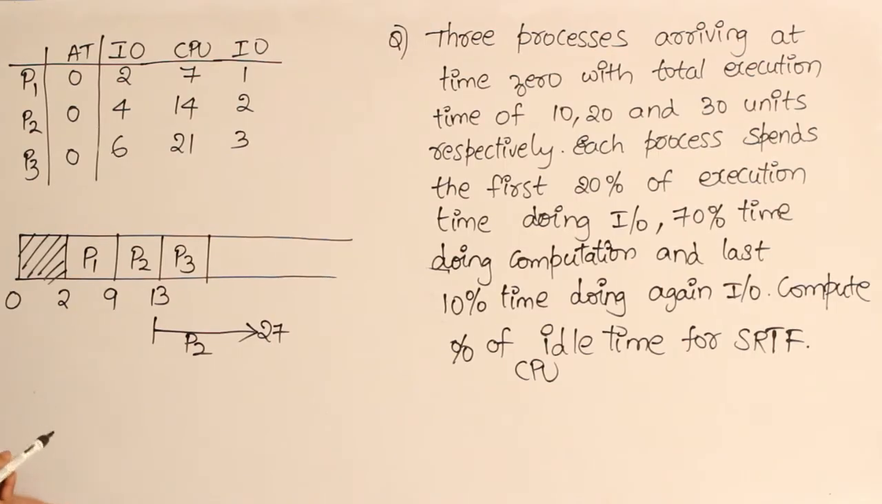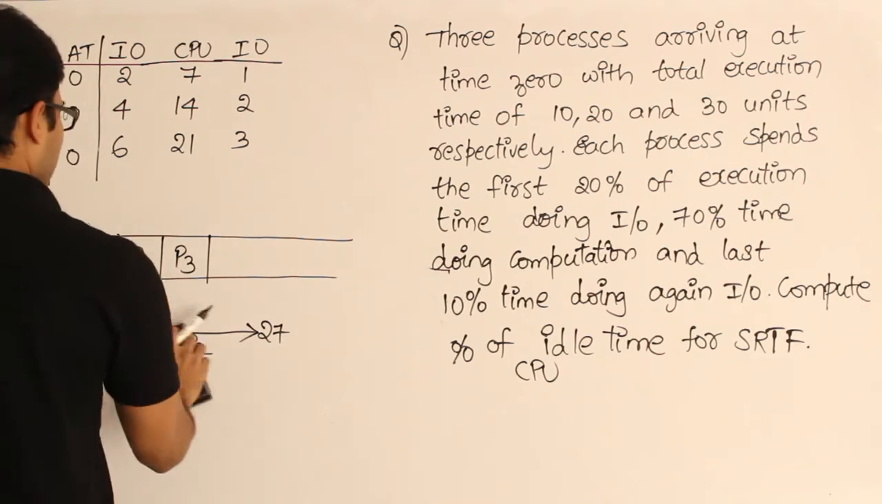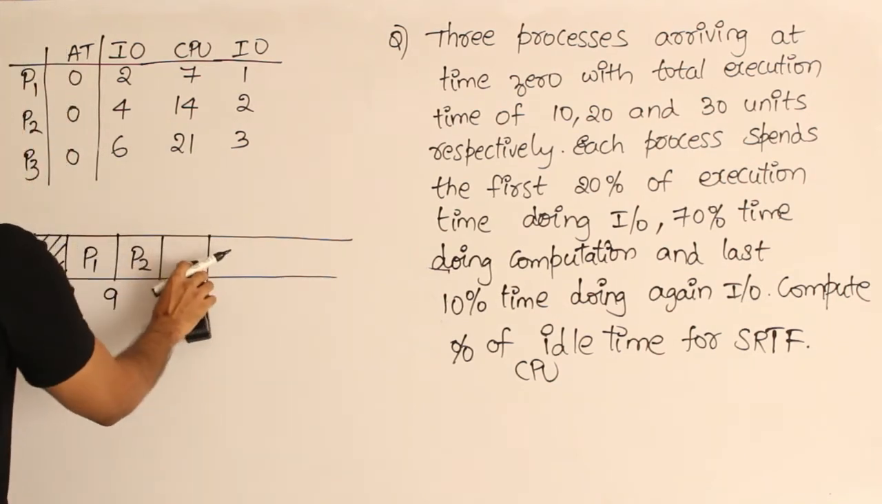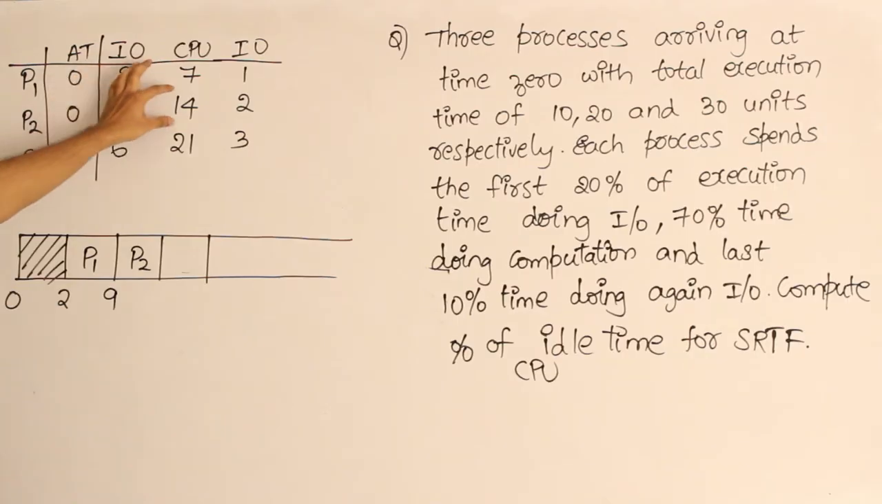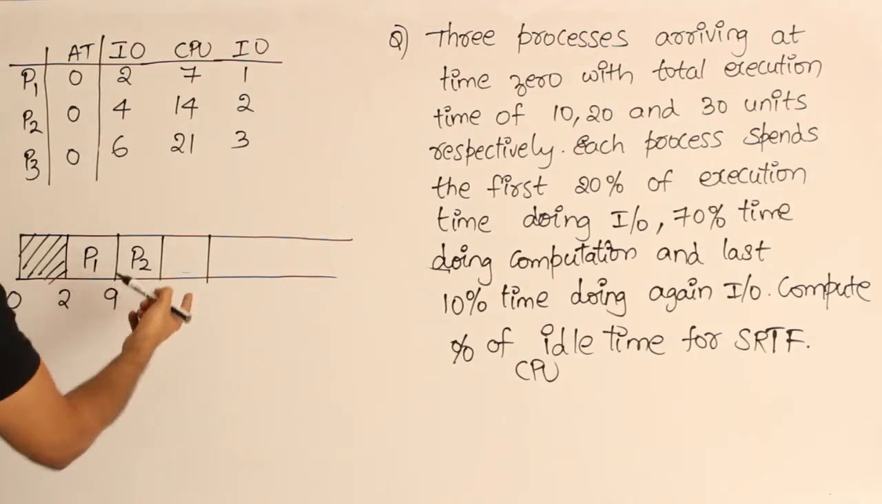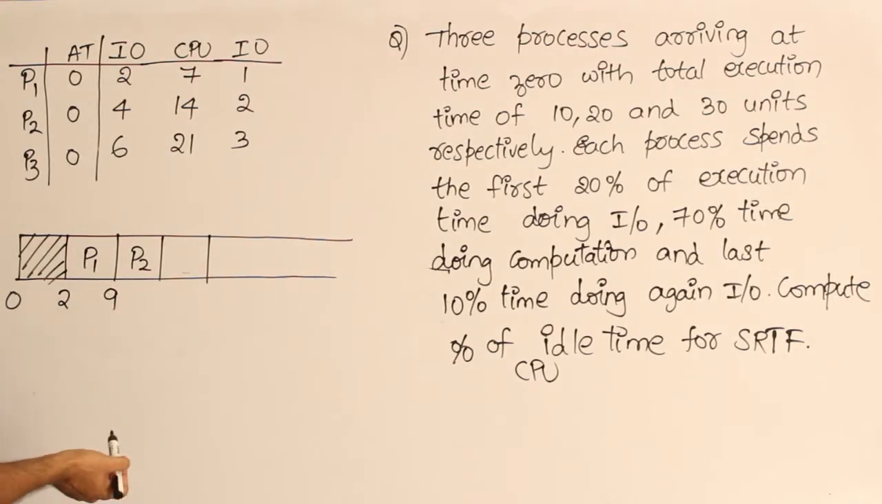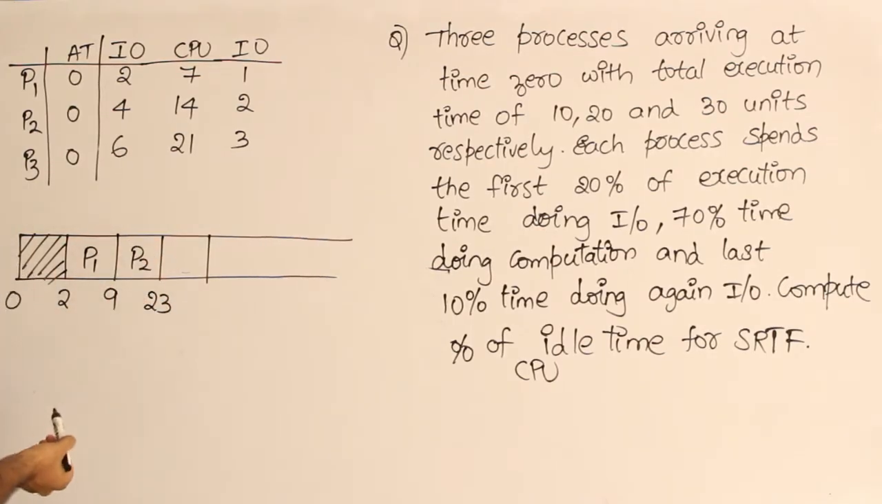Oh, this is not right. There is a small mistake here. See this? In this case, P2 got scheduled at 9, by the time it finished its IO, right? Therefore, it could run for 14 units. 14 units is the CPU time. So from 9 it will run till completion. 9 plus 14 is how much? 23. So till 23 units it will run, isn't it?